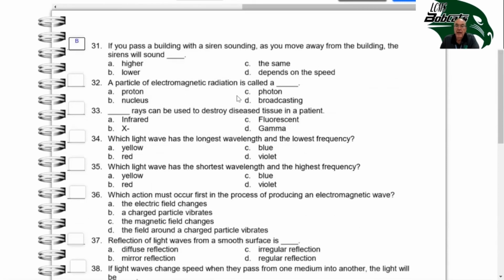Particle of electromagnetic radiation: protons in the nucleus of an atom? The nucleus of an atom doesn't move. Broadcasting has nothing to do with it. It's C, a photon. Which of these can be used to destroy diseased tissue in a patient? Infrared is heat. Fluorescent is like the lights in the room. Gamma radiation can destroy cells, and X-rays are used to detect bones. So it would be D.